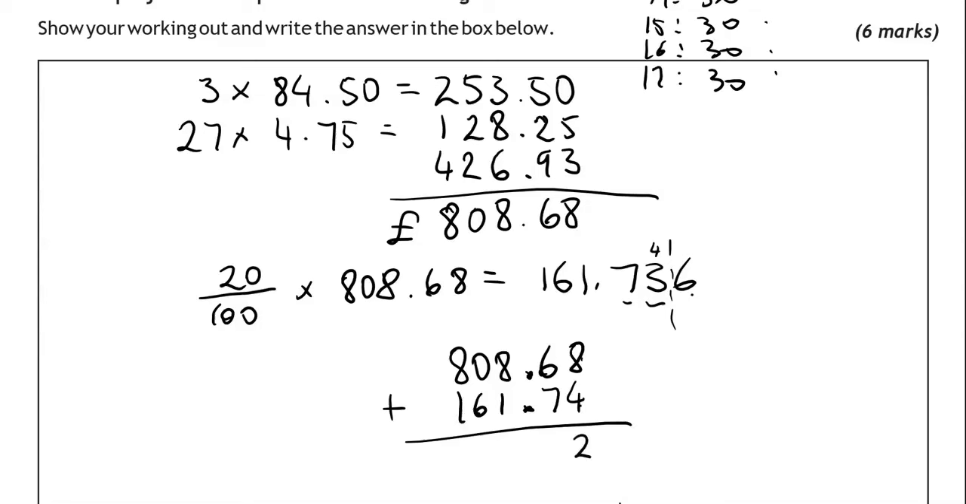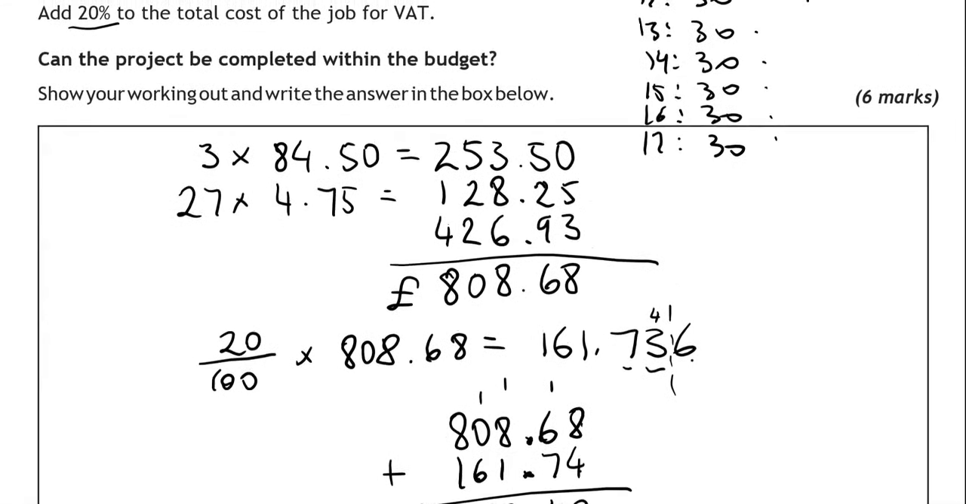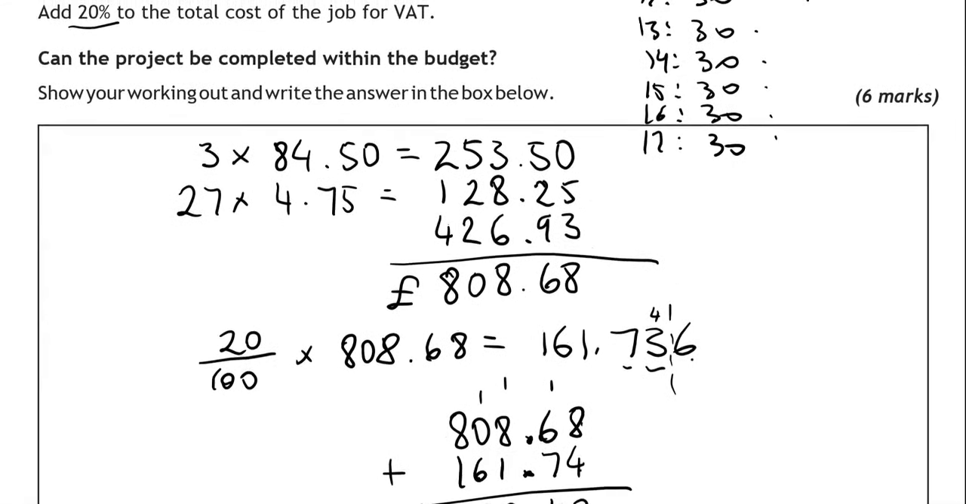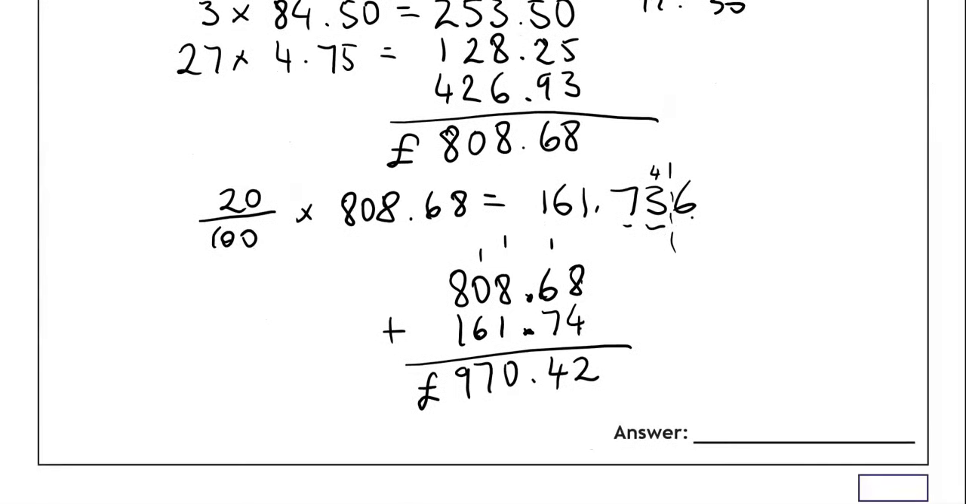8 and 4 is 12, 14, 017, so £970.42. Can the project be completed within the budget, which was £1,000? The answer is yes.